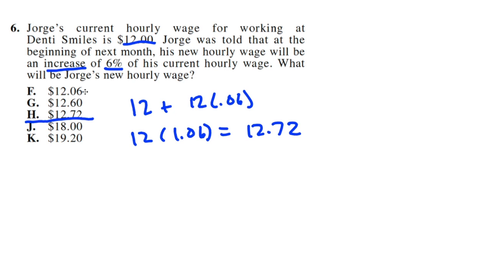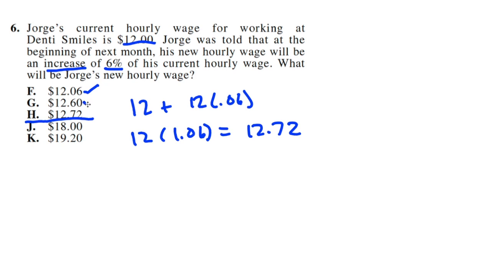Now, let's take a look at this easy problem and see some of the things. 12 plus 0.6 is answer choice F, and that's just silly. Percents always mean multiplication. There's never a direct addition in percents. 12 plus 0.6 is 60%. 12, that's weird too, so that's just wrong.